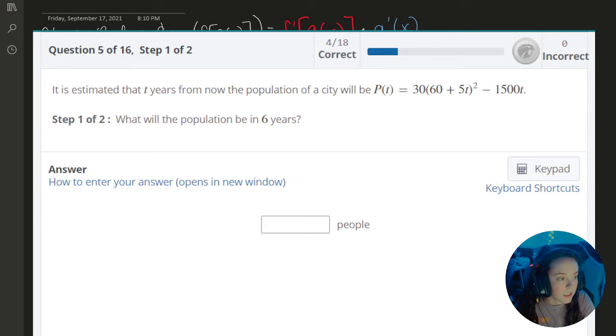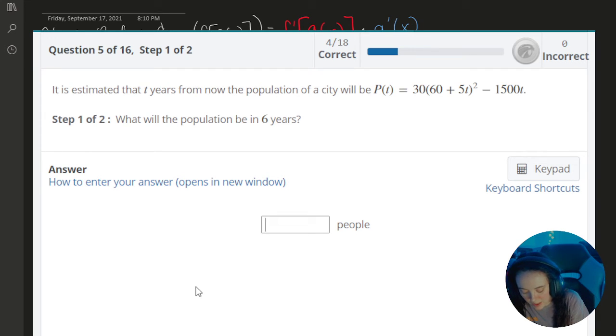All right, next problem. It is estimated that t years from now, the population of a city will be P of t, so the population P of t equals 30 times (60 plus 5t) all squared minus 1500t. So this is going to be dumb. But we're going to try it.